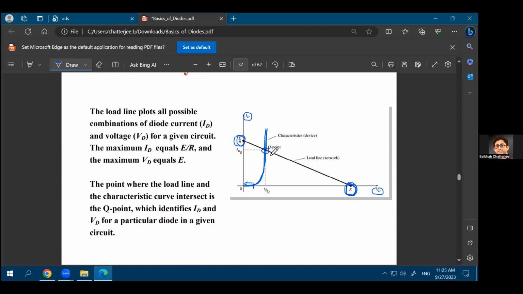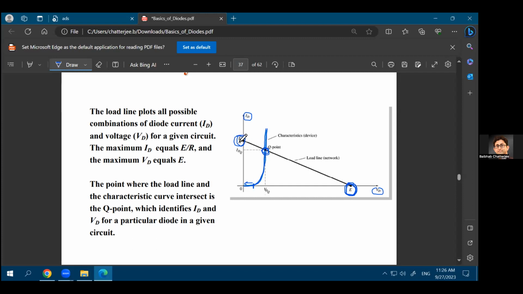Question? So both of those points, the E over R and E by itself, may not be practical. Yeah, in the real world, only this crossover point exists. None of the other points exist. So you are trying to find out what is the real-world point. This is also called the Q point or the quiescent point for the diode, or the operating point of the diode. That's the only real-world point that you have here. None of the other points on the load line are real.